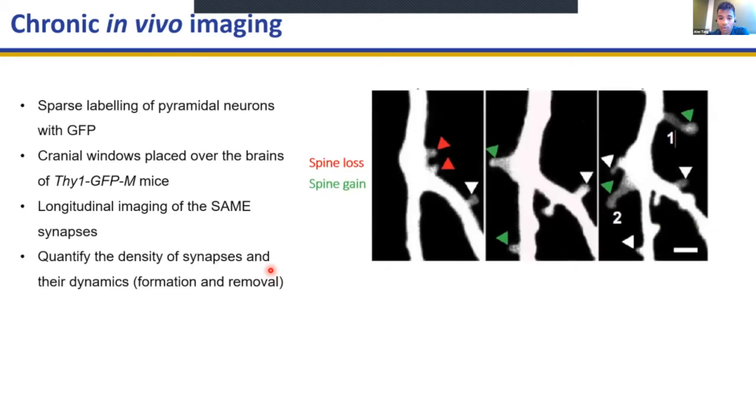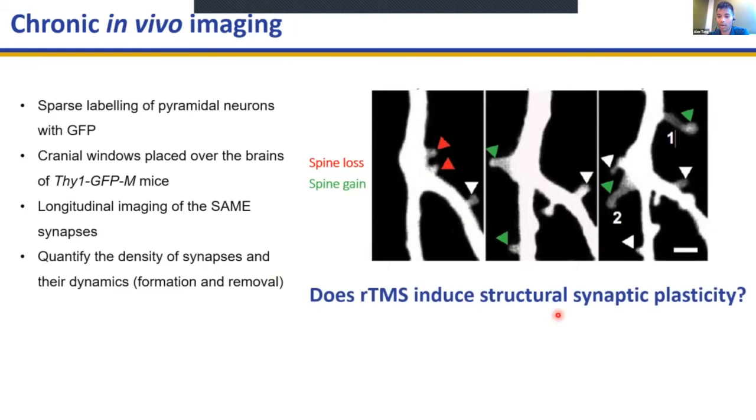One of the things that we're looking for are changes in dynamics. So what we can look at here are dendritic spines. We can see which are the spines which are stable, shown in the white arrows, which are the spines which disappear over the time, which are shown here in the red arrows, and which are the spines which actually grow, come into life over the course of the experiment, shown here in green. And so using this technique, we asked ourselves, does rTMS induce structural synaptic plasticity in the living brain?